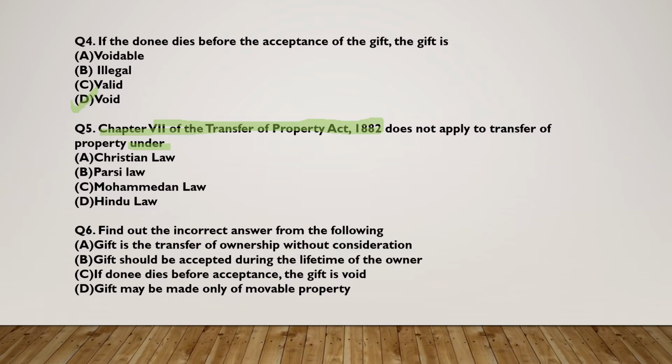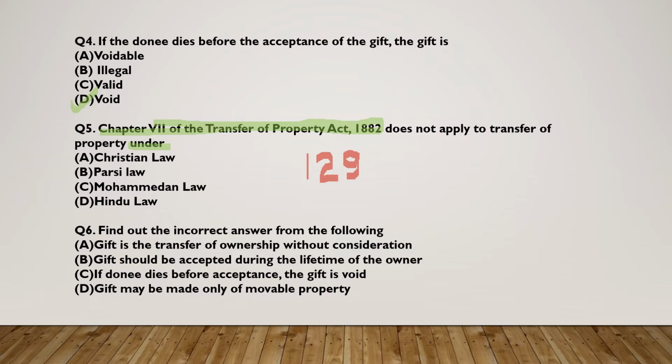129 of TPA. I will write the section also. 129 of Transfer of Property Act 1882. It says that nothing in this chapter relates to gifts of movable property made in contemplation of death or shall be deemed to affect any rule of Mohammedan law. It's also a very direct question and very easy law.